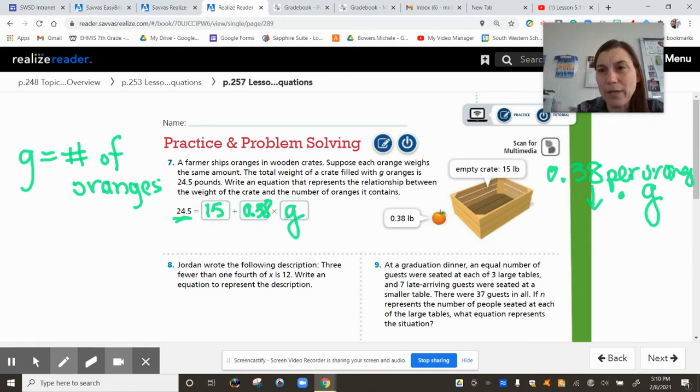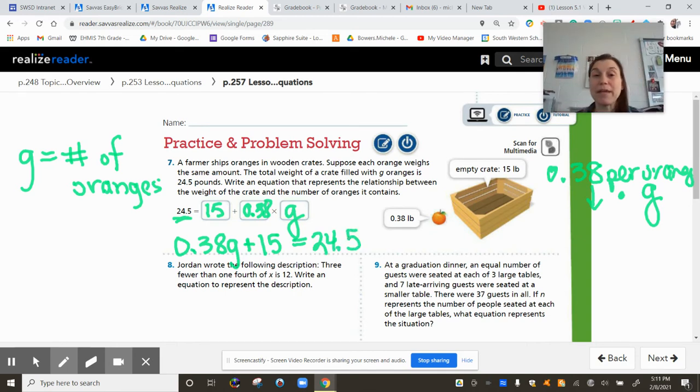So now I have my equation. I'm going to clean this up because it doesn't look good to me. I like to put the term with the variable first. So I multiply 0.38 times the number of oranges, plus I have to add in the crate because that's part of the weight, and all together that would equal 24.5 pounds. So there's my equation. I think that looks better. Maybe you can't tell the difference.